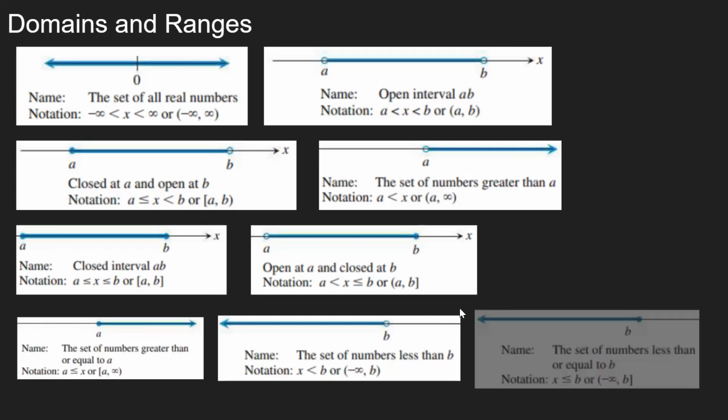Similar thing going on here with the B, the difference being the set of all numbers less than B. B is not included in the interval. It's a parenthesis, a strict inequality and an open circle. Here, B is included. Notice B has a bracket next to it, and this is an or equal to inequality.